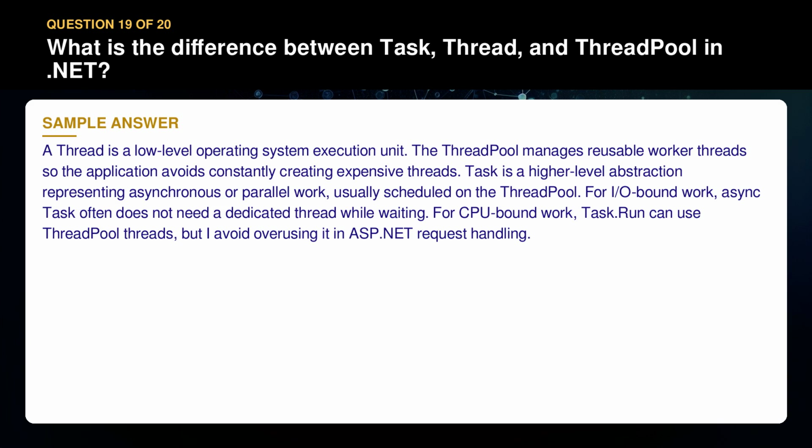A thread is a low-level operating system execution unit. The ThreadPool manages reusable worker threads, so the application avoids constantly creating expensive threads. Task is a higher-level abstraction representing asynchronous or parallel work, usually scheduled on the ThreadPool. For I/O-bound work, an async Task often does not need a dedicated thread while waiting. For CPU-bound work, Task.Run can use ThreadPool threads, but I avoid overusing it in ASP.NET request handling.